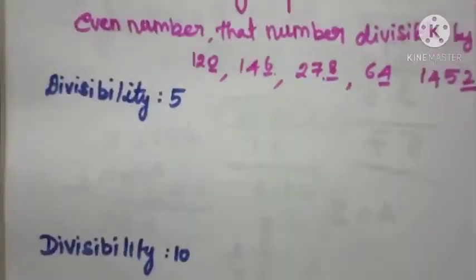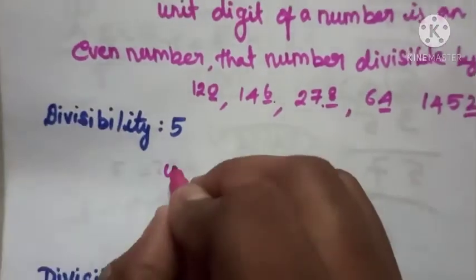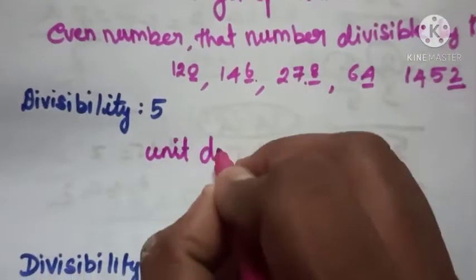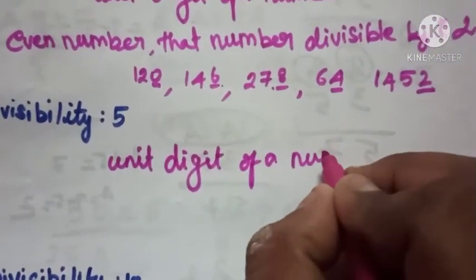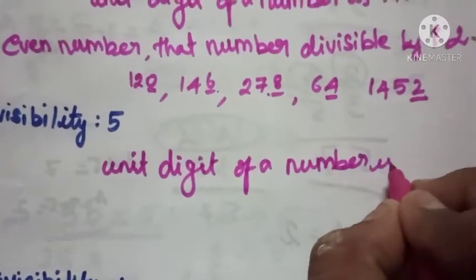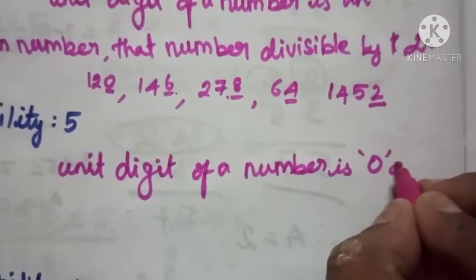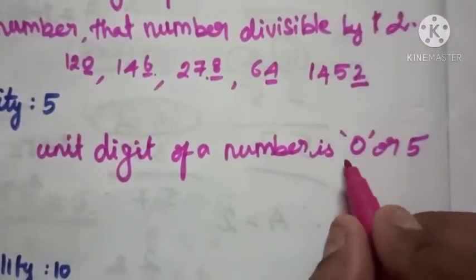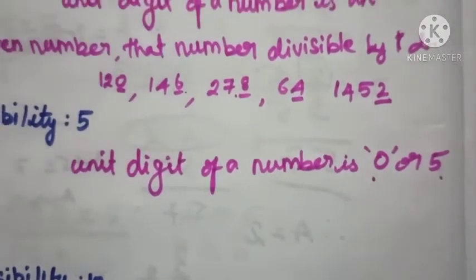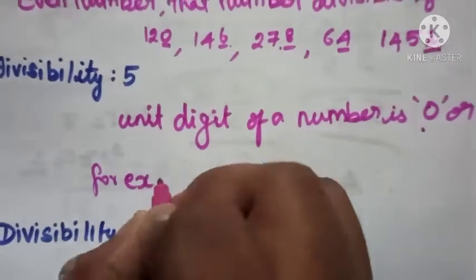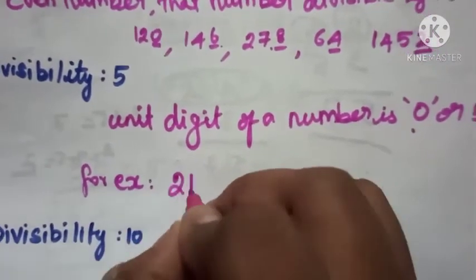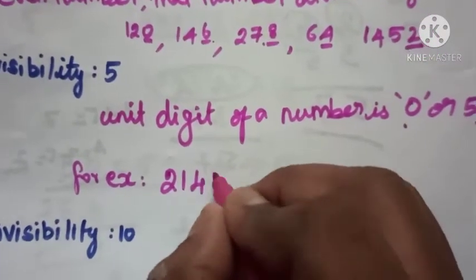Next we go with the divisibility rule of 5. Here, if the unit digit of your number is 0 or 5, that is, a number ends with 0 or 5, that number is divisible by 5. For example, 21,450.